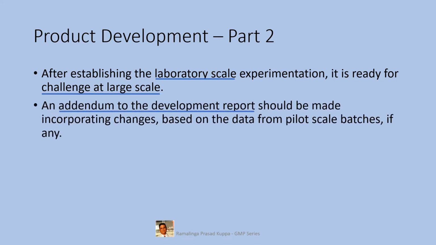An addendum to the development report should be made incorporating the changes based on the data from pilot scale batches, if any. The development team executes the batches in pilot scale. Now the firmed up development report should be updated with an addendum incorporating the data from pilot scale batches. There may be minor variations to the conditions prescribed in the development report. If there are no changes at all, this step is not relevant, but it may happen very rarely.